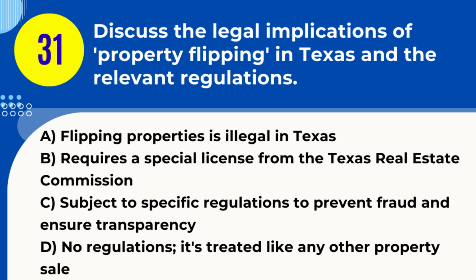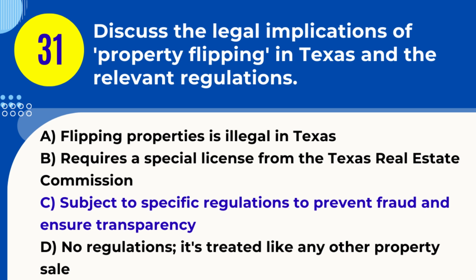Question 31. Discuss the legal implications of property flipping in Texas and the relevant regulations. A. Flipping properties is illegal in Texas. B. Requires a special license from the Texas Real Estate Commission. C. Subject to specific regulations to prevent fraud and ensure transparency. D. No regulations. It's treated like any other property sale.